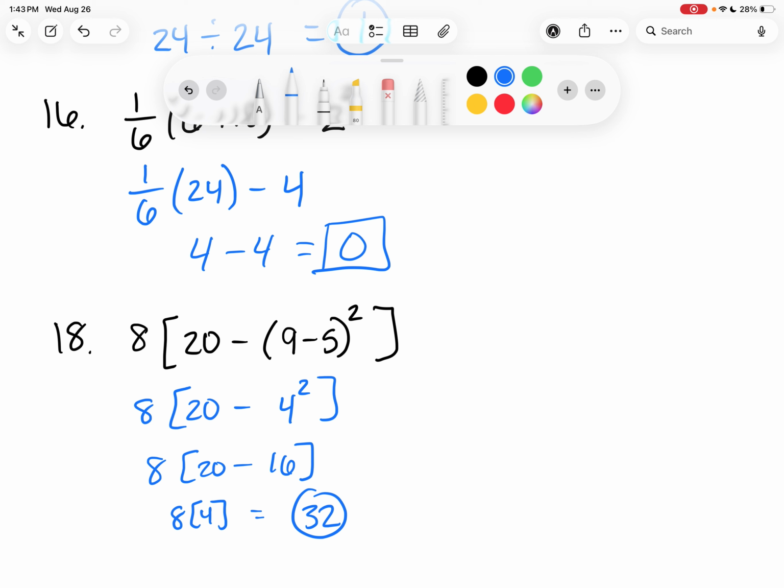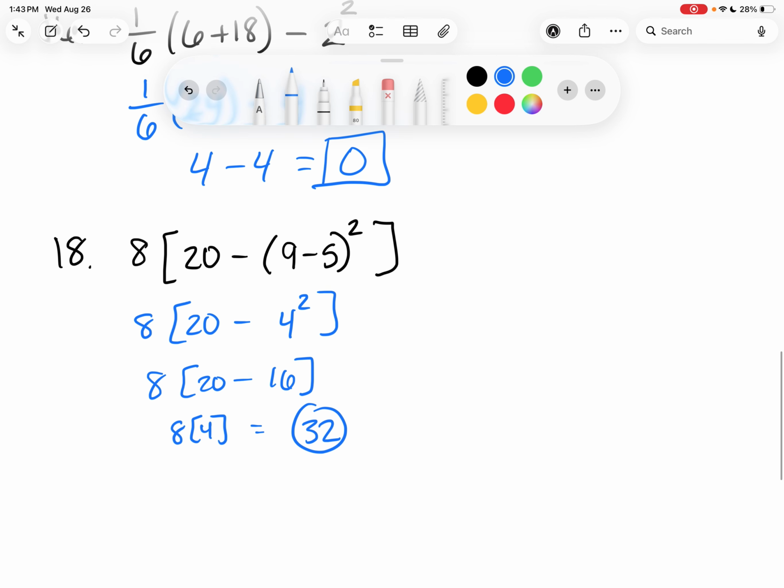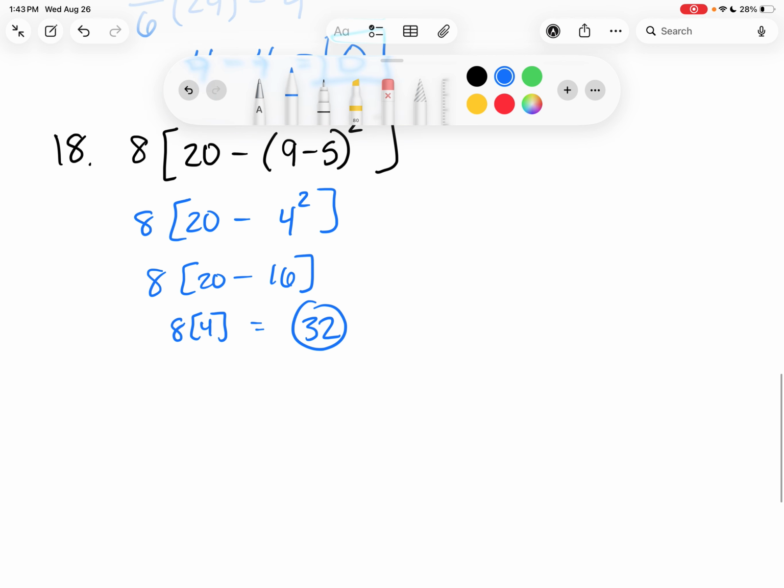We have an answer? Do we agree? Good. Yep. So we work with that little inside parentheses. That gave us 4 squared is 16. So then I've got inside the bracket, that would be 4. 8 times 4 is 32. That's our answer. Any questions on those?